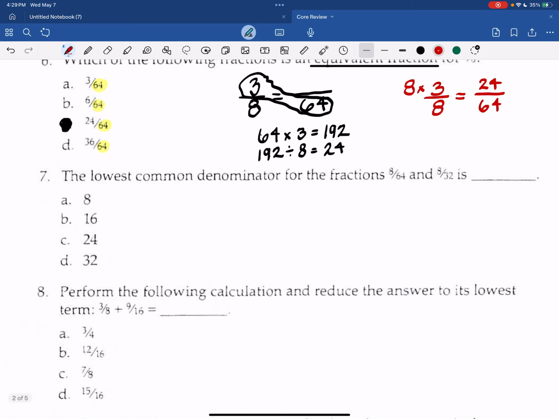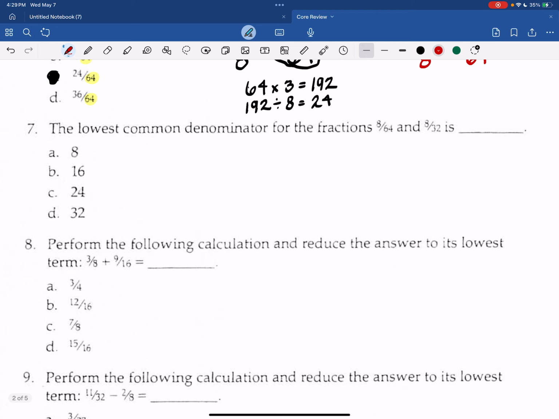Okay, the lowest common denominator for the fractions 8/64 and 8/32 is blank. And I will confess to you, I had never seen a problem worded this way. To me, the lowest common denominator would be 64. But that's not one of my choices, and that is not the answer. Here's what we have to do. We have to take these to lowest terms. So this will simplify by 8.